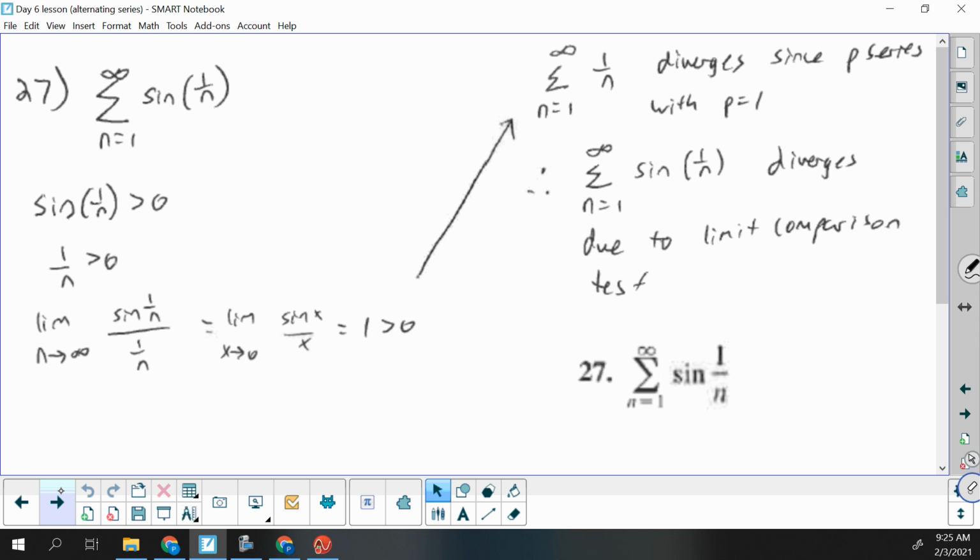Well, the limit as x approaches 0 of sine x over x is something we've seen a bunch before. That's just 1. So that is a finite positive number. So our original series must do the same thing as our nice series. We have harmonic again, which diverges, or you can say p series where p is equal to 1. And therefore, our original series diverges by the limit comparison test.